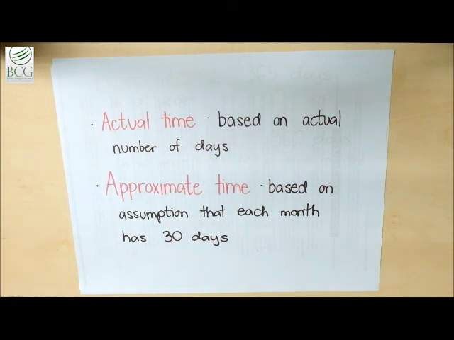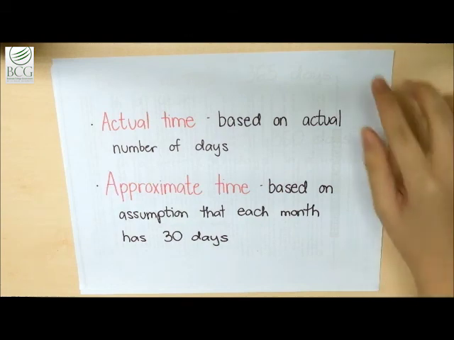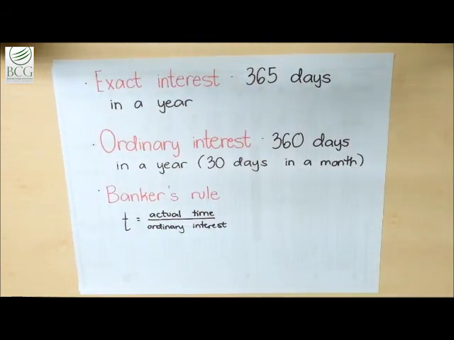In our previous problems, the time given to us was in years or in months. However, it's also possible that the time can be in days. Counting the number of days will depend on what are the assumptions used. Actual time is based on the actual number of days, such as August having 31 days, September having 30 days, and so on. Approximate time assumes that every month has 30 days each. These two assumptions are used for the numerator for t. The next two assumptions are for the denominator of t.